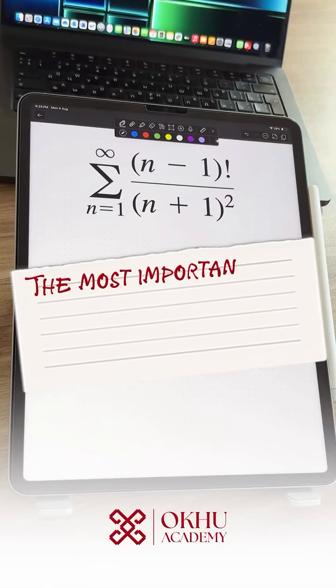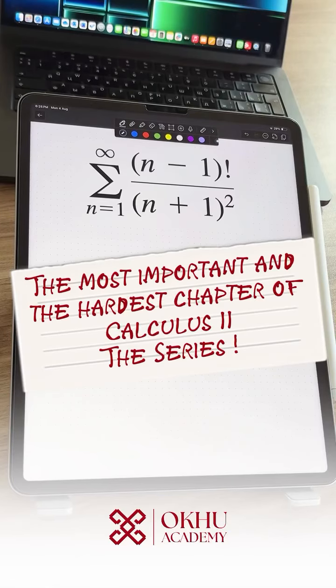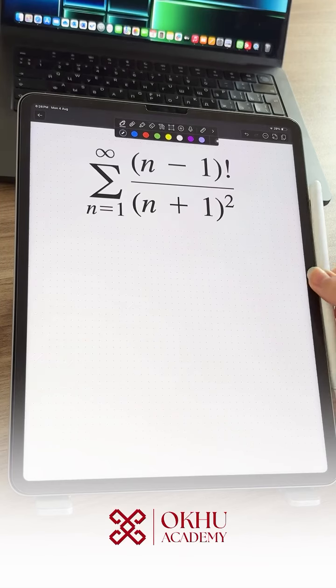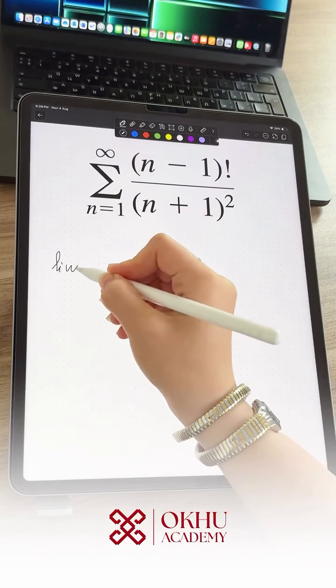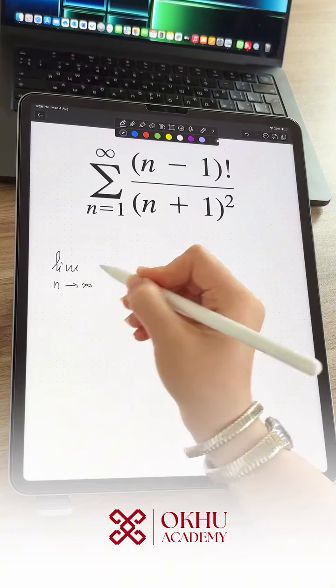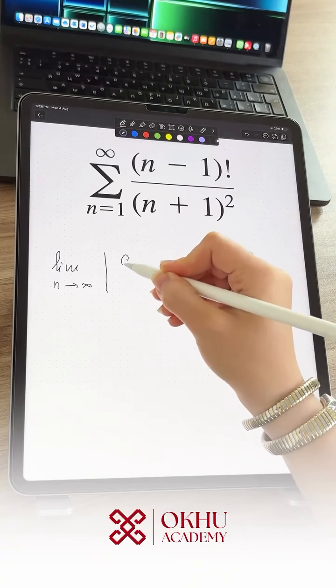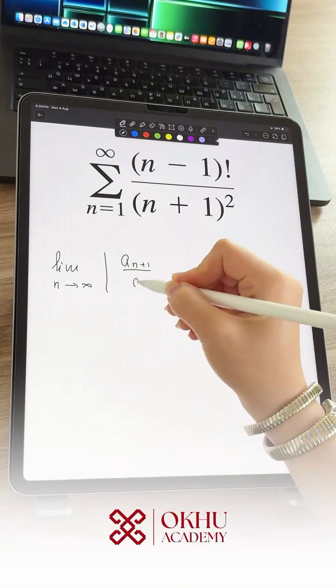Hey everyone! In this video we have to analyze the convergence of this series. In order to define if this series is convergent or divergent, I'm going to use the ratio test. As we know, according to the ratio test, we have to define the limit as n tends to infinity of the absolute value of a_{n+1} over a_n.